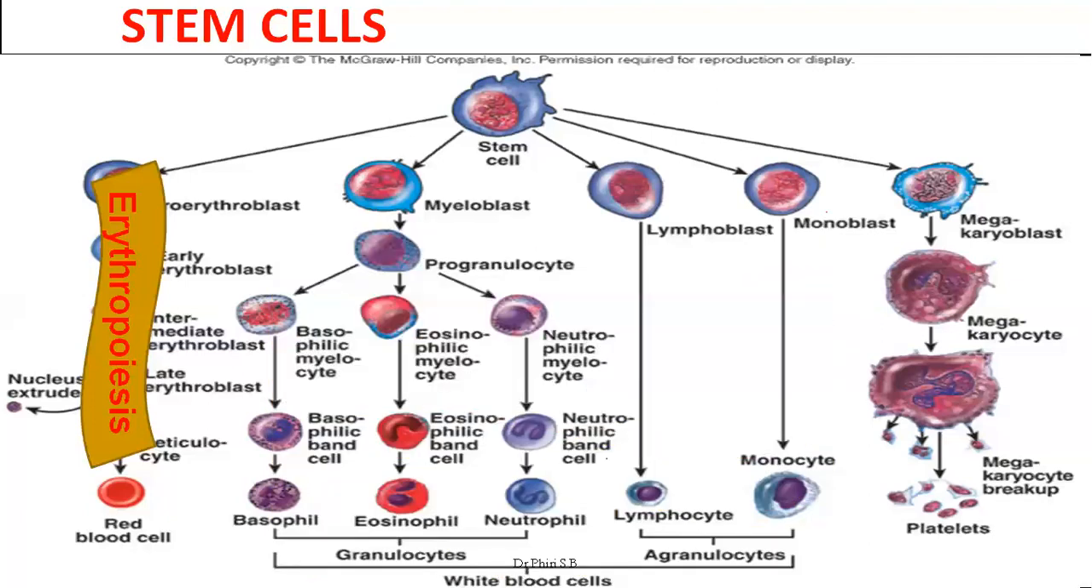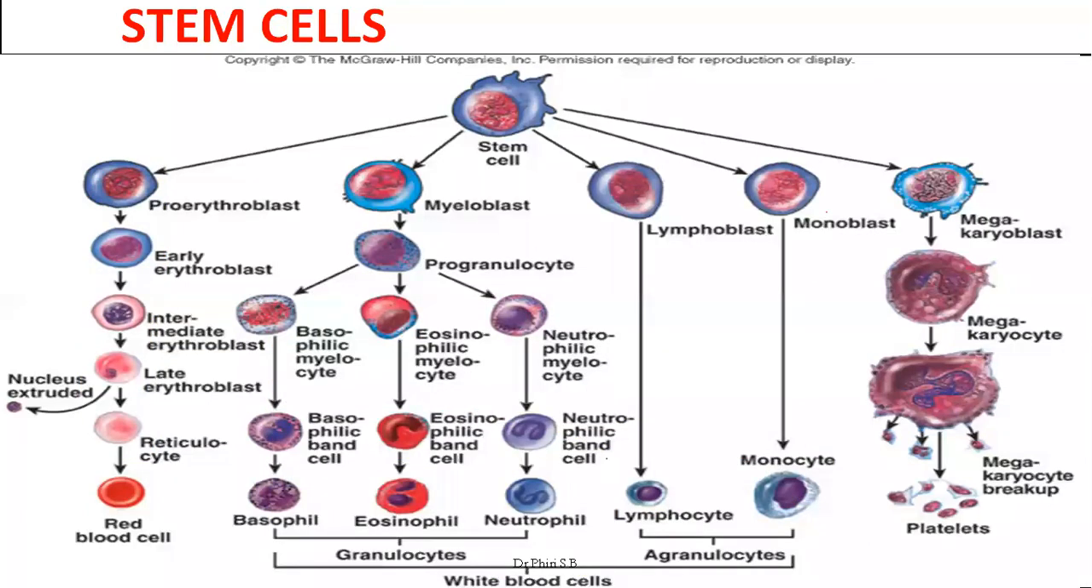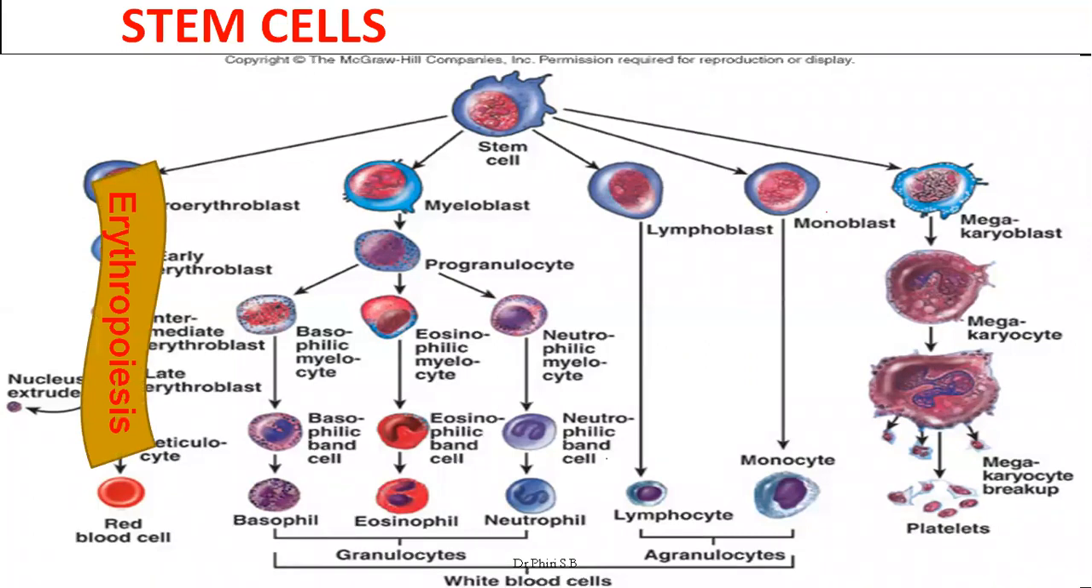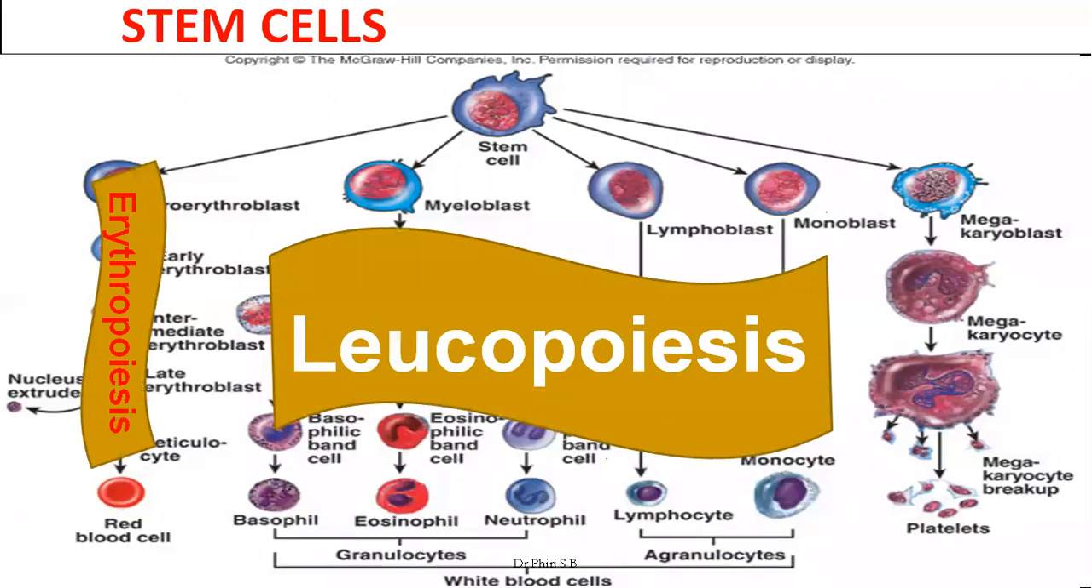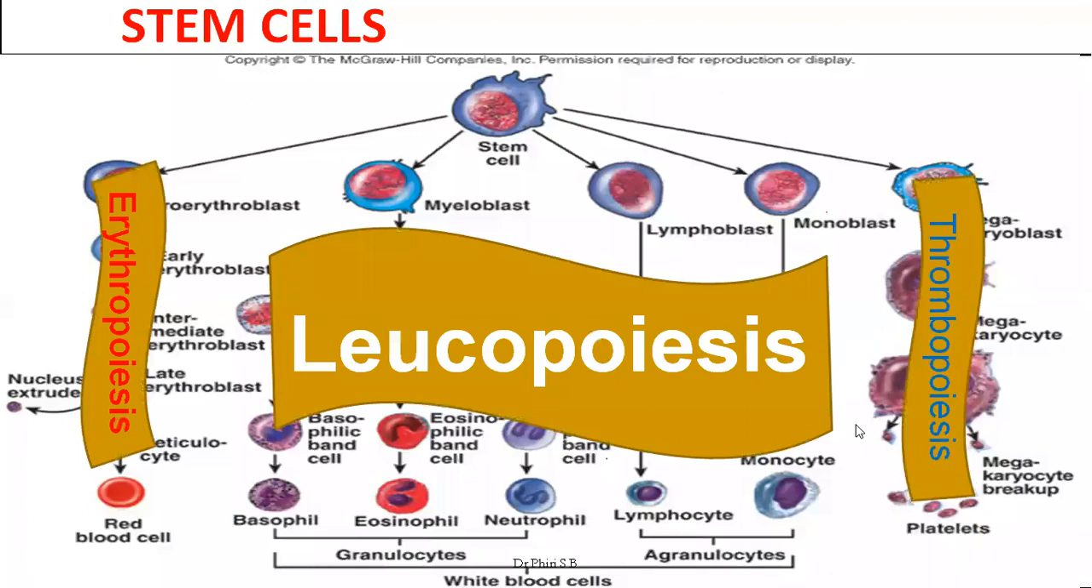The process by which red blood cells are formed is called erythropoiesis. The process by which white blood cells are formed is called leukopoiesis. And the process by which platelets are formed is called thrombopoiesis. The two processes, leukopoiesis and thrombopoiesis, will be another lecture. For today, we'll dwell much on erythropoiesis, so we go into detail and appreciate it.